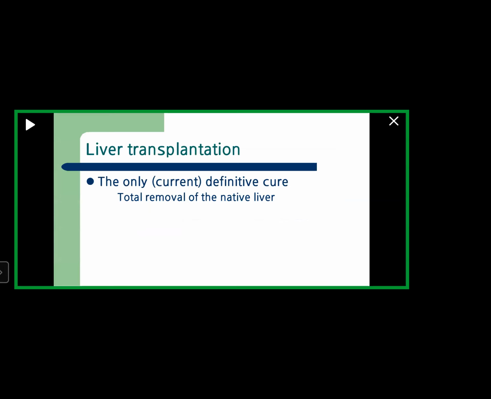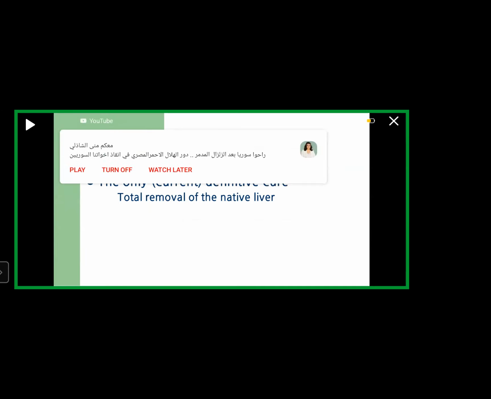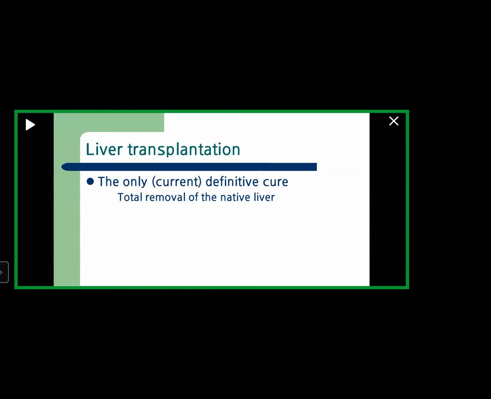Liver transplantation. Now, for type 1 primary hyperoxaluria, the only current definitive cure is total removal of the native liver and liver transplantation. Total removal is very important because, given surgical circumstances, surgeons sometimes accidentally, or because of difficulties, leave parts of the patient's native liver and successfully transplant a new liver.